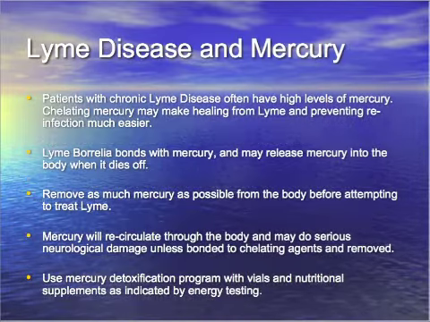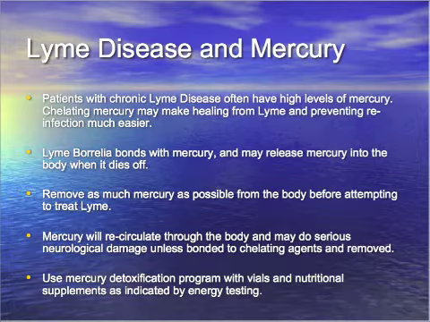sicker. Lyme disease and mercury. Patients with chronic Lyme disease often have high levels of mercury. Chelating mercury may make healing from Lyme and preventing reinfection much easier. Lyme Borrelia bonds with mercury and may release mercury into the body when it dies off. Remove as much mercury as possible from the body when treating Lyme. Mercury will recirculate through the body and may do serious neurological damage unless bonded to chelating agents and removed.